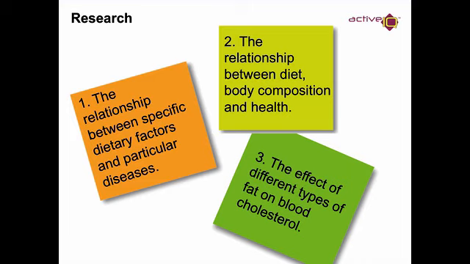So number one, the relationship between specific dietary factors and particular diseases. So look at overeating and heart disease. Look at fat intake and coronary heart disease. Okay? Relationship between diet, body composition and health. Look at and do some research around what type of calorie intake people should be having based on their needs.